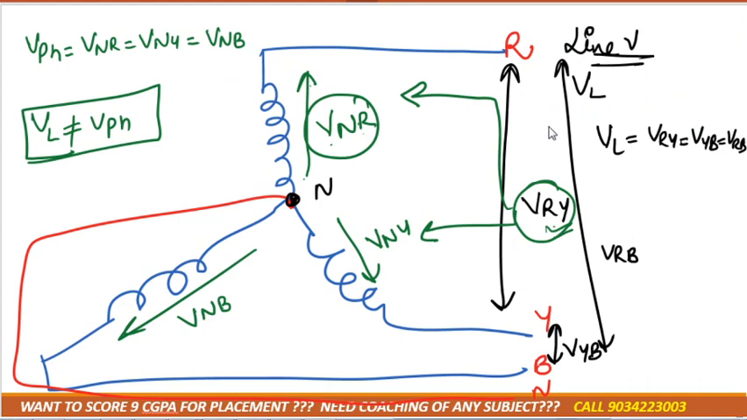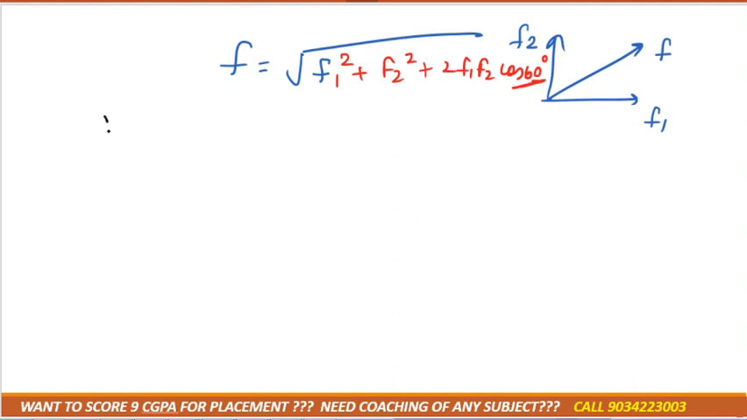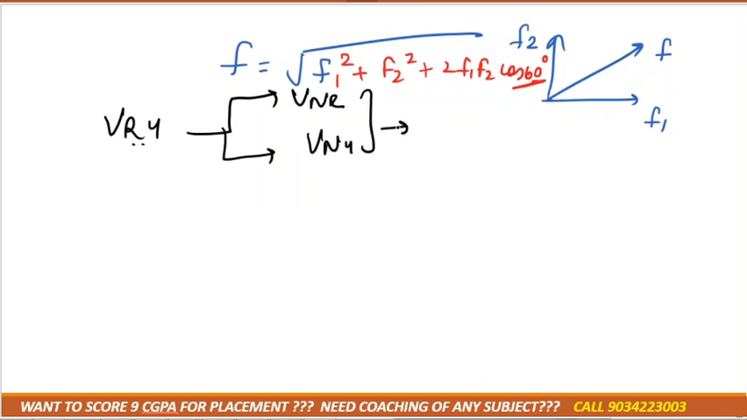So similarly, can we say that VRY is made up of two components? One of the components is VNR and another is VNY. Yes or no? Because if it is N, then it is phase. R means VNR, Y means VNY. If N comes, then it is a phase voltage. If no N comes, then it's a line voltage, right?